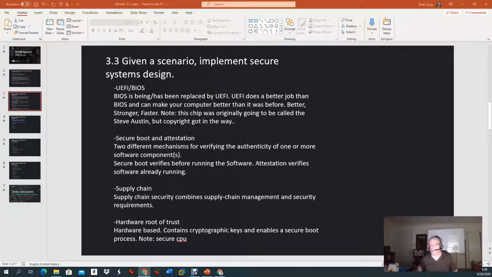Hardware root of trust, hardware based. It contains cryptographic keys and enables a secure boot process. I believe that has something to do with a secure CPU. So, hardware root of trust, something to dig into while you're making flashcards and looking.